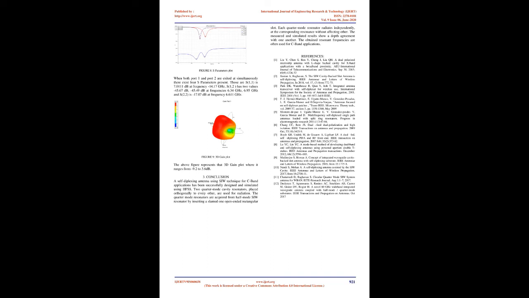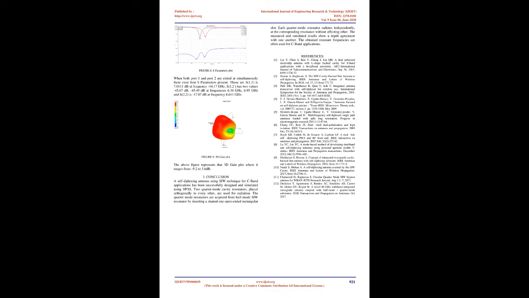3. Both port 1 and port 2 are excited. When port 1 and port 2 are excited at a time with two different operating frequencies, i.e. 6.44 and 7.09 GHz, this exhibits the nature of a self-diplexing antenna as it is working at two different frequencies. Figure 8, S parameters plot.